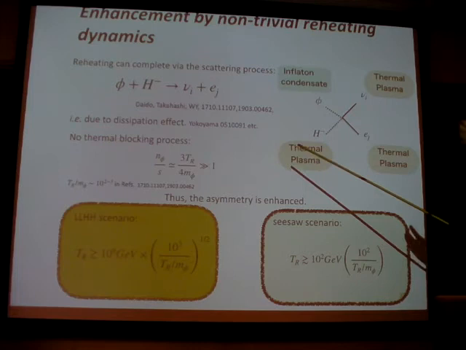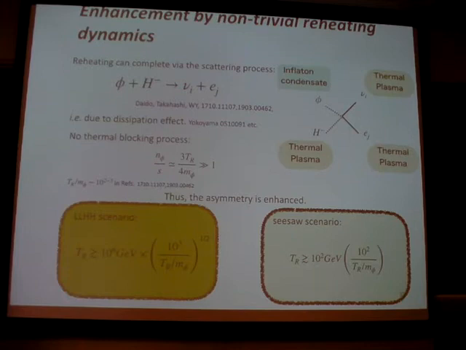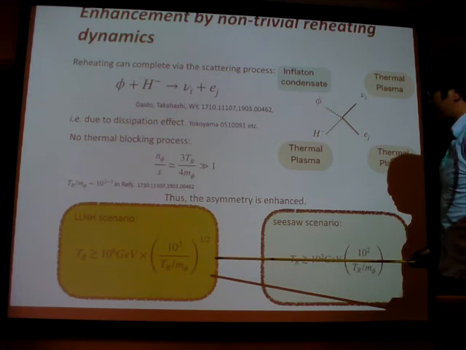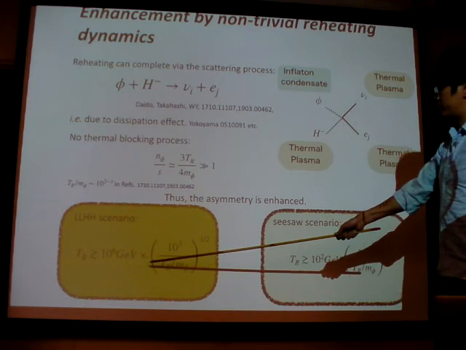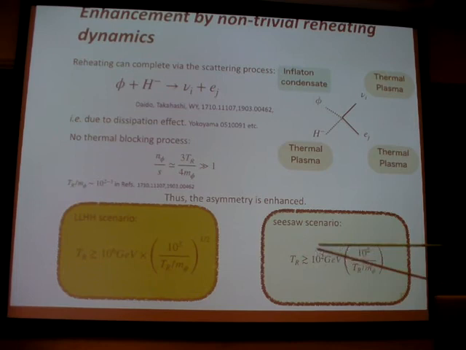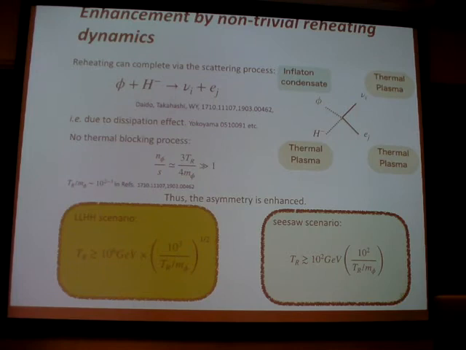To summarize, right-handed neutrinos can be produced in large numbers, and the baryon asymmetry can be generated in large amounts. In this case, there is an enhancement, which reduces the required reheating temperature. In the LLHH interaction scenario, the reheating temperature can be as low as 10⁶ GeV, given the reheating temperature divided by the mass is 10⁻³. And in the seesaw scenario, which we have just discussed, the reheating temperature can be as low as 100 GeV, which is the threshold for the sphaleron process to work.